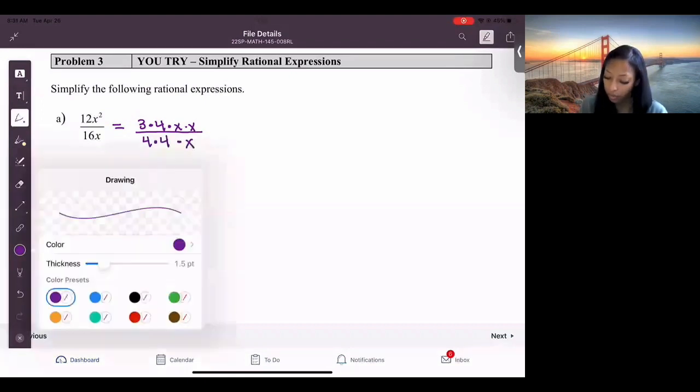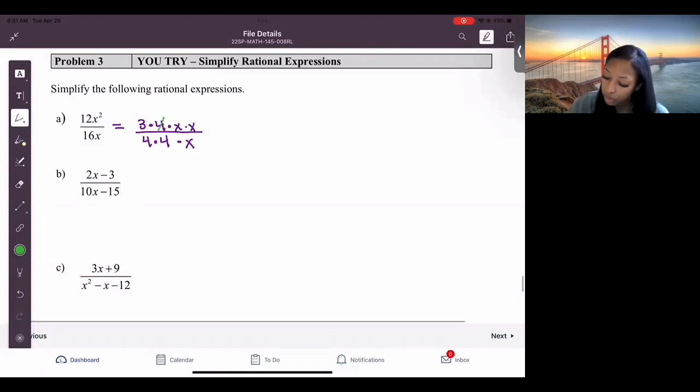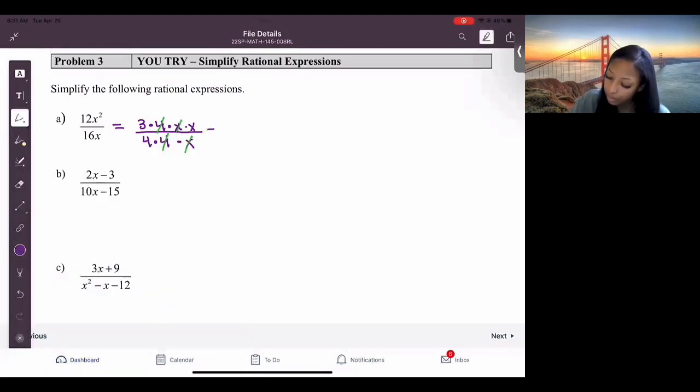Then you want to see what factors you have in common in the numerator and denominator and cancel them out in pairs. So the one 4 in the numerator can cancel with one of the 4's in the denominator. One of the x's in the numerator can cancel out with the 1 x in the denominator. And then what are we left with? In the numerator, we're left with 3x, and in the denominator, we're left with 4. So the expression 12x squared over 16x simplifies to 3x over 4.